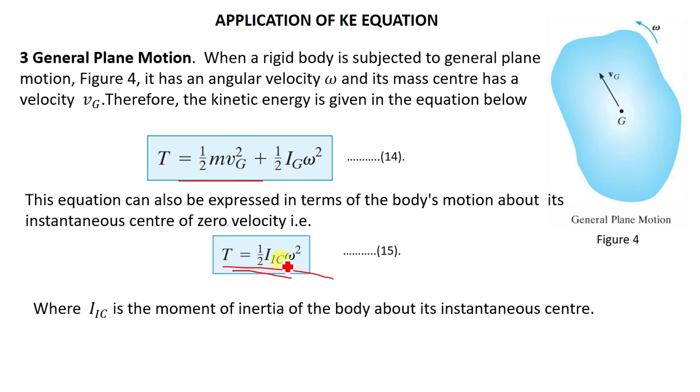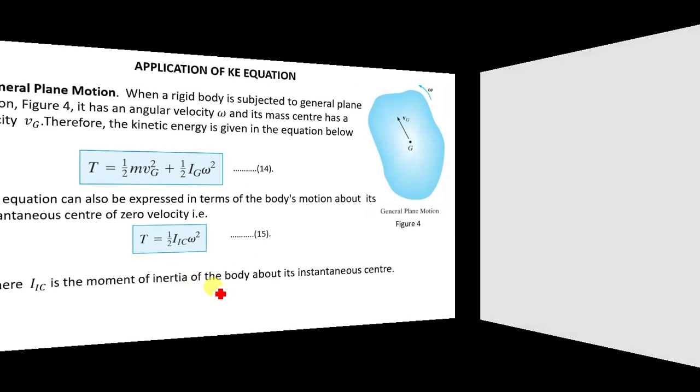You can use the instantaneous center of zero velocity to find the kinetic energy of an object that has a general motion, where IC is the moment of inertia of the body about its instantaneous center. Okay, let us now look at this. It looks like a new topic, but it's a little bit connected to what we're discussing.